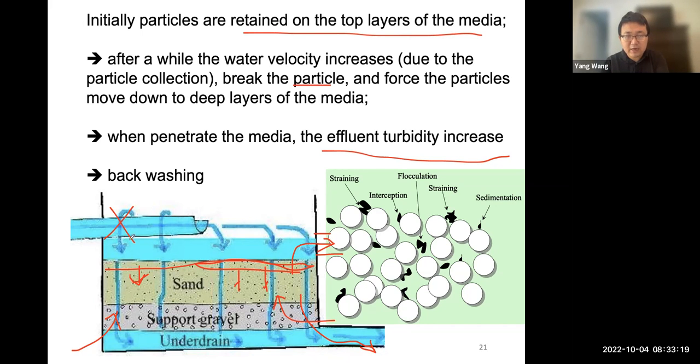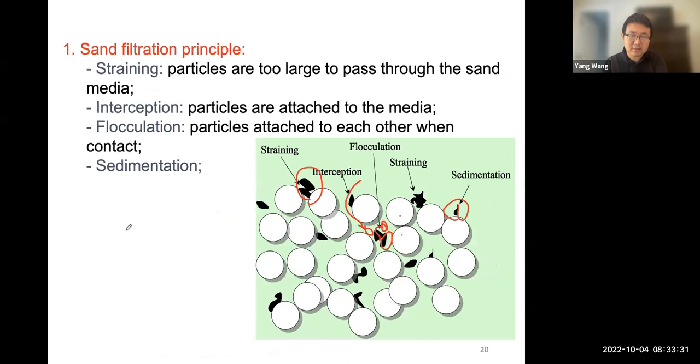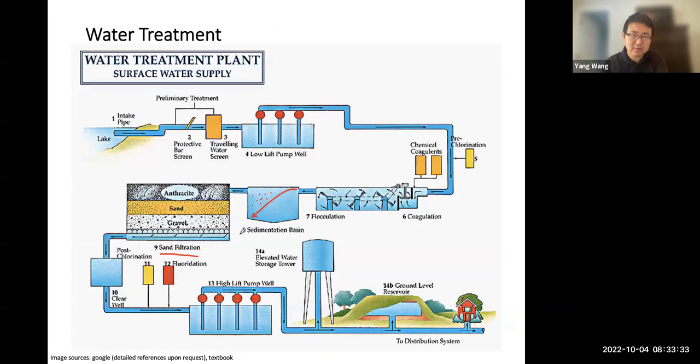So since we have this backwashing process, if you think about the real operation of the sand filter, then we cannot have just one sand filter, right? Because the water treatment process is a continuous process.